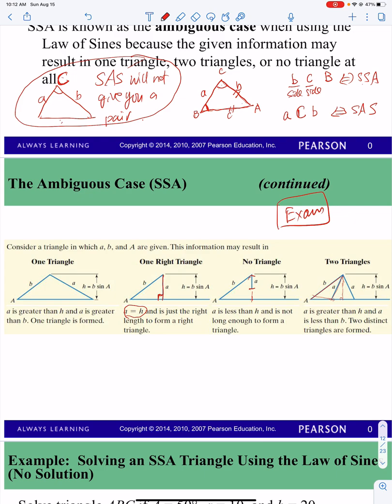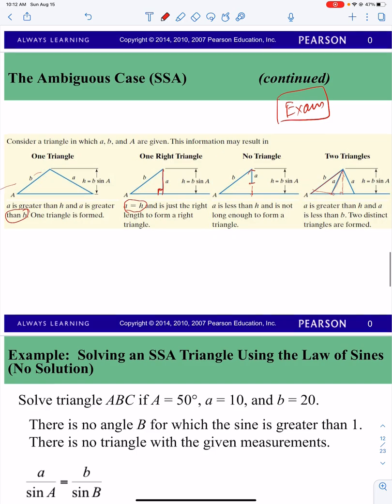So this means what? Two triangles. Okay, so this one is what? Greater than B. Then you only have a right triangle, because you cannot go to the left side here. Okay, so I think it will be easier when we look at some examples.